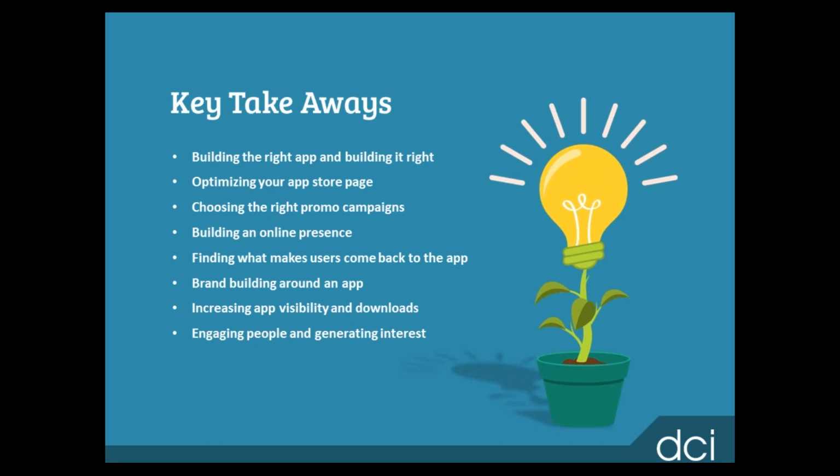And then building an online presence is more important. Finding out what makes users come back to the app is more important. Then comes the brand building around your application. Then increasing the app visibility and downloads using different channels is more important here. The final point is that engaging with the people, do remarketing, do send in-app messages, create interest, make them do actionable things in your application, and then at last converting your app users into loyal brand advocates.